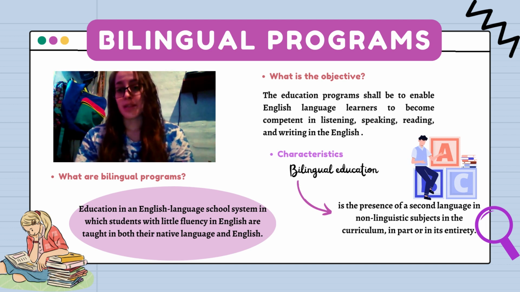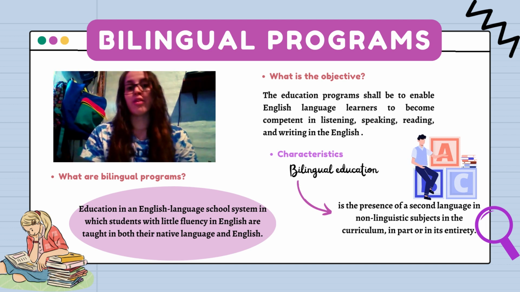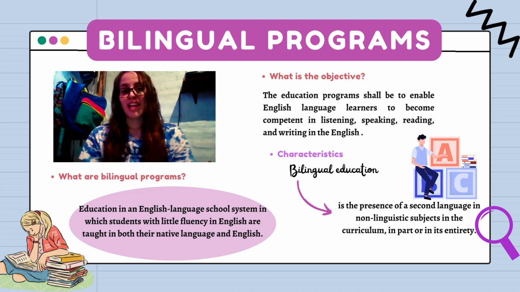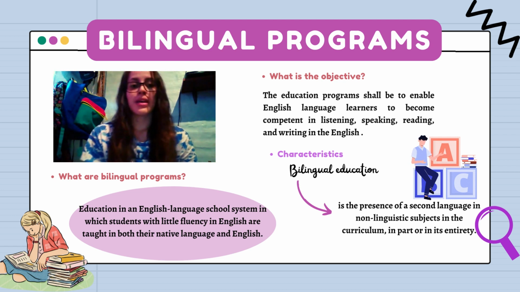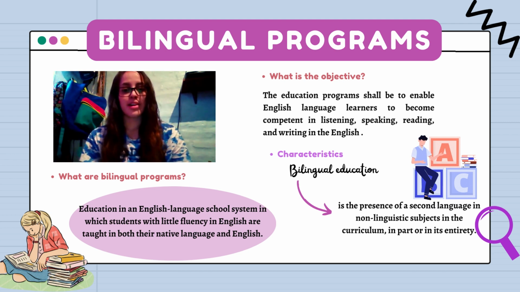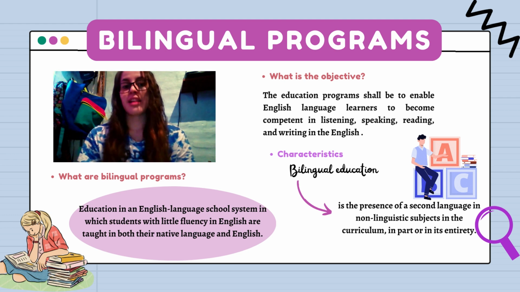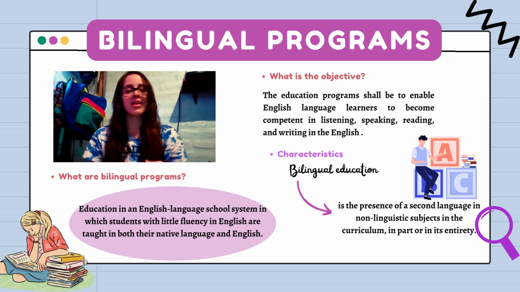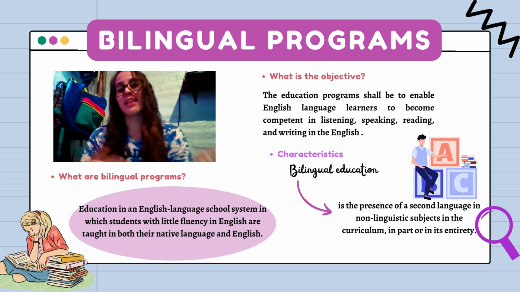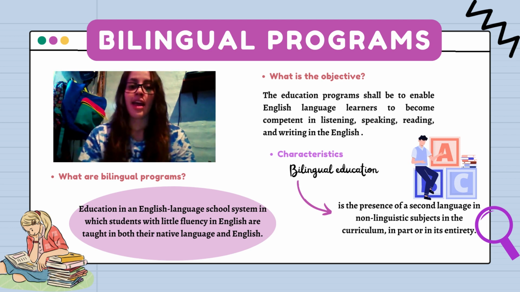What is the objective in this case? The main objective is that the goal of bilingual education programs shall be to enable learners to become competent in listening, speaking, reading, and writing in the English language through development of literacy and academic skills in the primary language and English.